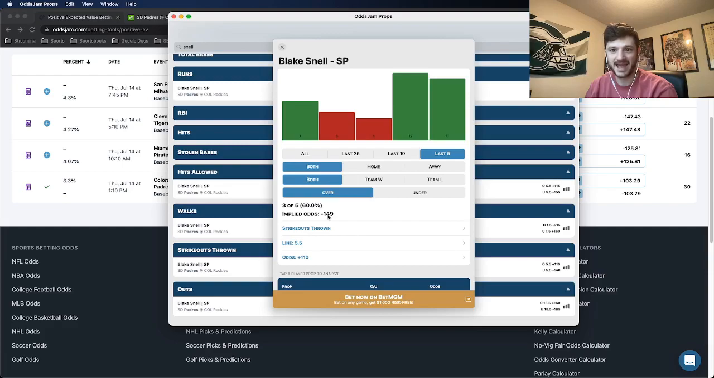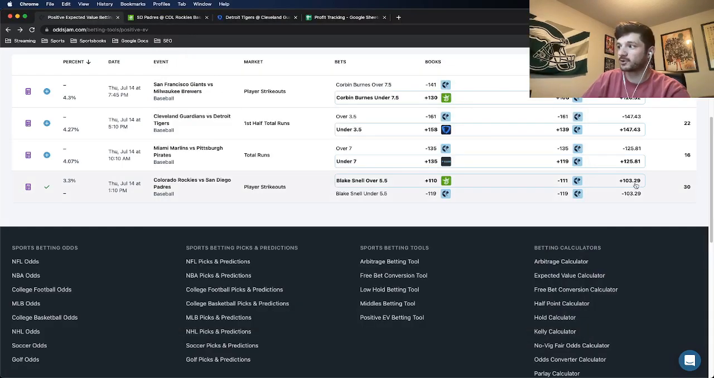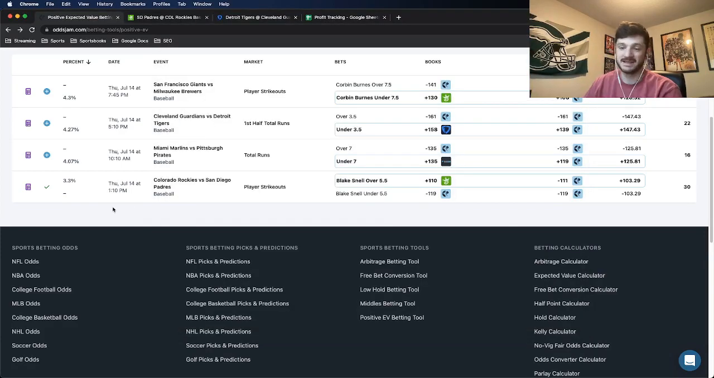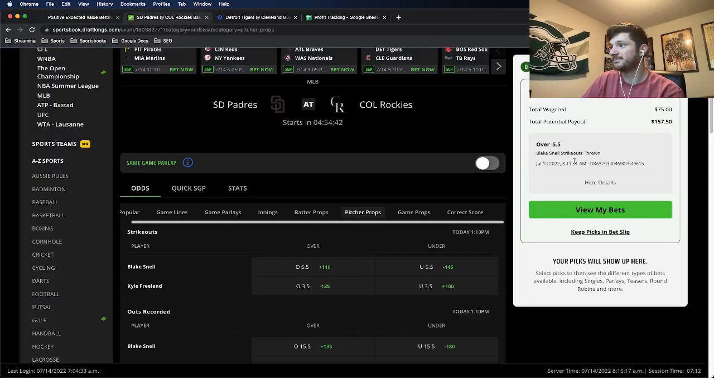So if we're just looking at this objectively, we found a play that the sharpest sportsbook in the world prices at about plus 103. We also found a play where the player hits in his last 5 games about 60% of the time, which has implied odds of minus 150. So all in all, that tells me that this is a really profitable play. And this is one that I took. Obviously, you saw me lock it in on DraftKings right here: Blake Snell over 5.5 strikeouts thrown. So this is going to be my first bet.